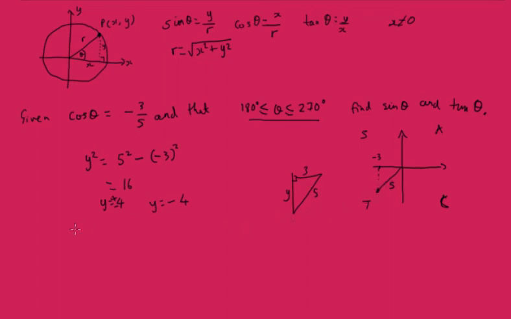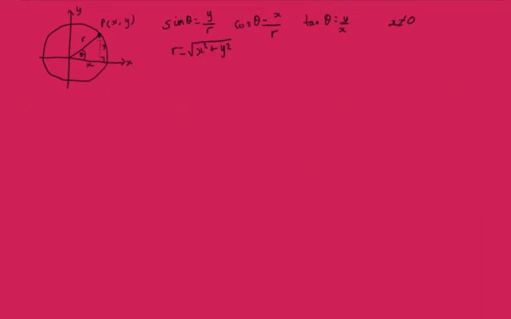So we can now work out sine theta is going to be equal to minus 4 over 5. And tan theta could be minus 4 over minus 3, which is 4 over 3. And that's positive, which we would expect. So now this is without a calculator.